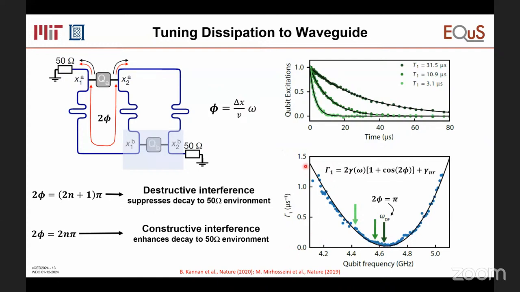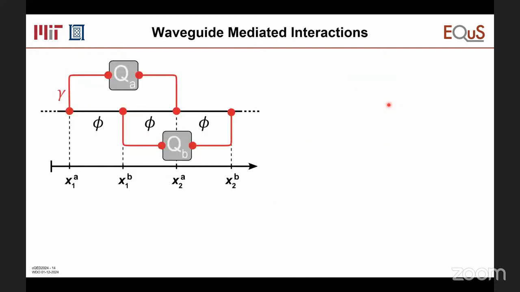And what I'm plotting here is the decay rate gamma 1, 1 over T1. And so as soon as I detune in frequency from that point, I'm changing the phase, I start to see more and more dissipation to that 50-ohm environment. If you prefer T1 decays, that's what's shown here: we put the qubit in its excited state and record how long it remains there. And this longest decay time of about 30 microseconds is pretty standard for this type of transmon. Okay, so basically we've turned off the dissipation to the 50 ohms, and of course there's still all the other decay channels internal to the qubit that are still there. So we show that we can turn off the dissipation to 50 ohms.